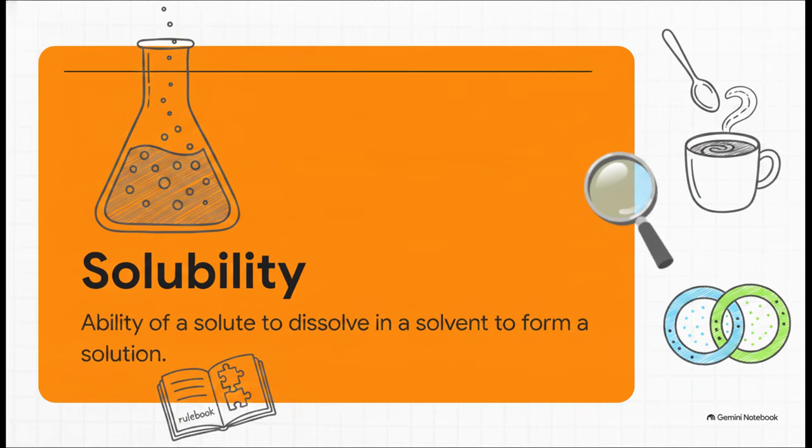And that brings us to our big vocabulary word for the day, solubility. Solubility is simply the ability of a substance, our solute, to dissolve in another substance, our solvent, to form a complete, even solution. Honestly, think of solubility as the rulebook. It's the rulebook that dictates just how well two different things are willing to mix together.